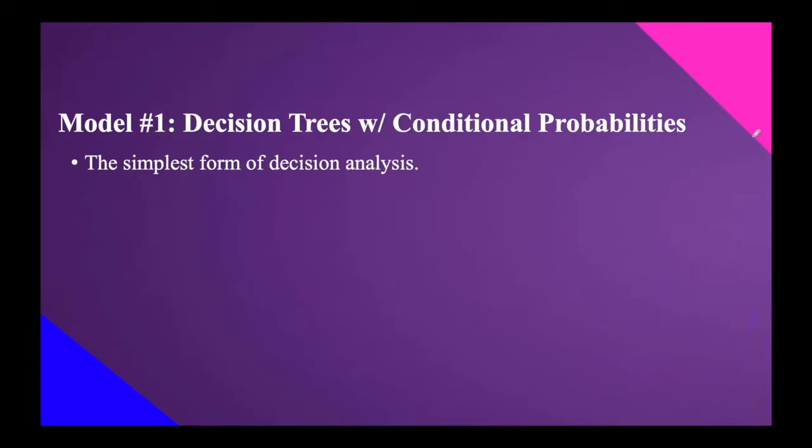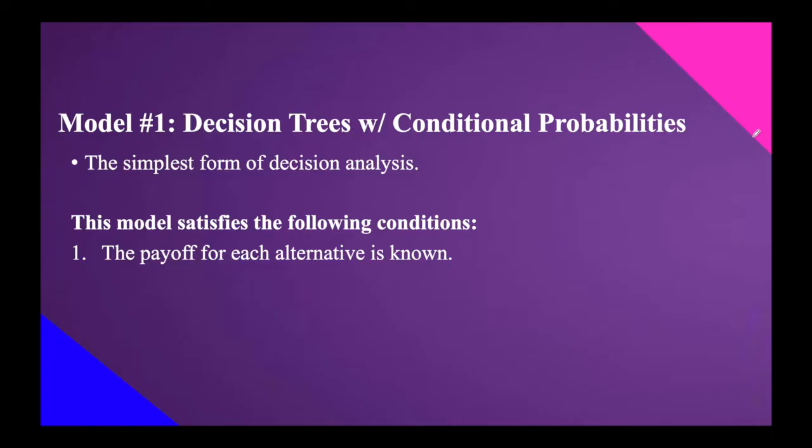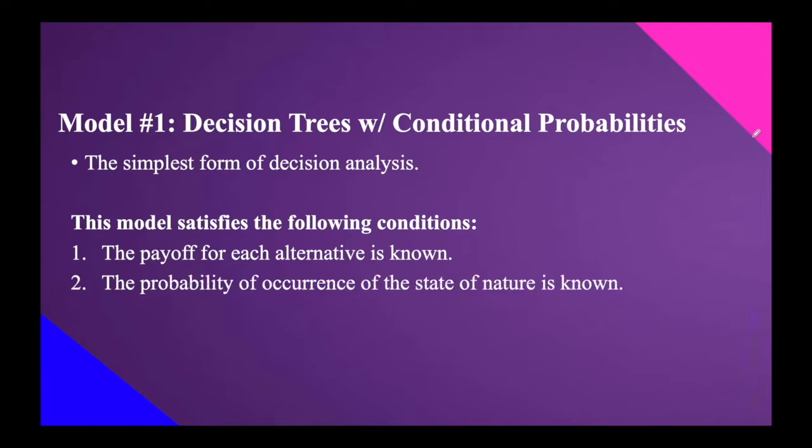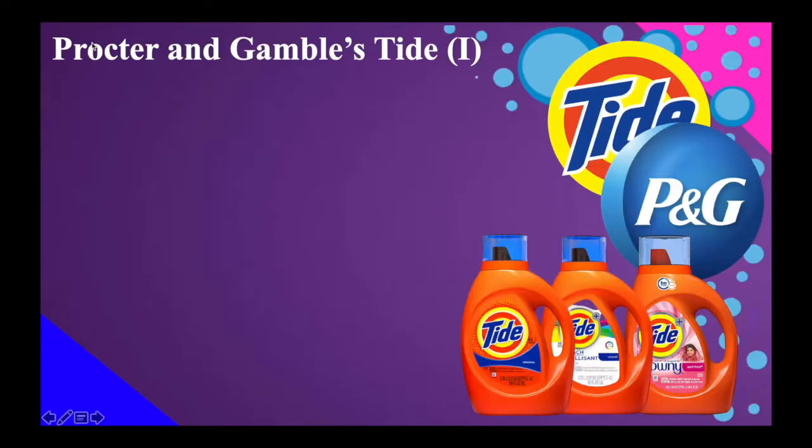Now, this model number 1 is the simplest form of decision analysis, and this model satisfies the following condition. For the first condition, the payoff for each alternative is known. Now, given yung payoff, and the probability of occurrence of the state of nature is also known. Kaya nga, nabanggit niya kanina, no? Okay, so let's have our example problem for this topic.